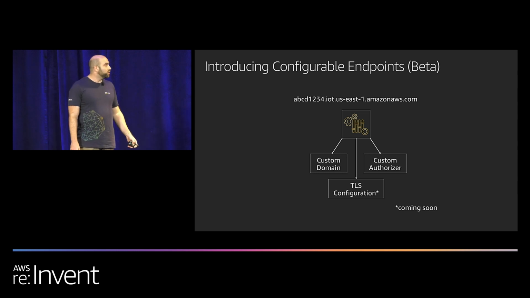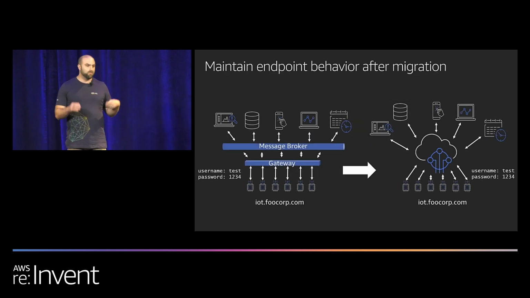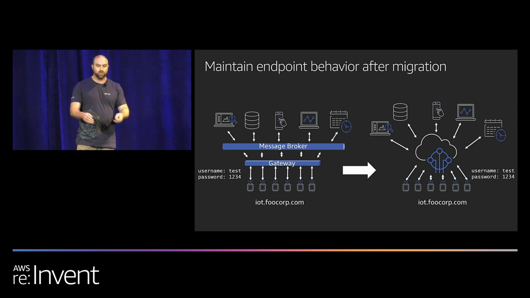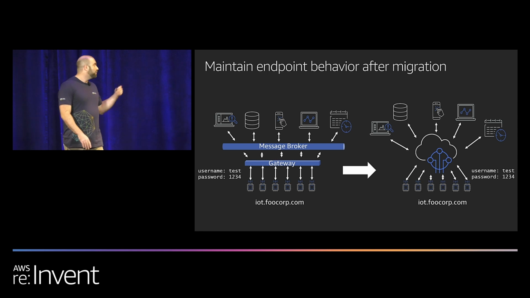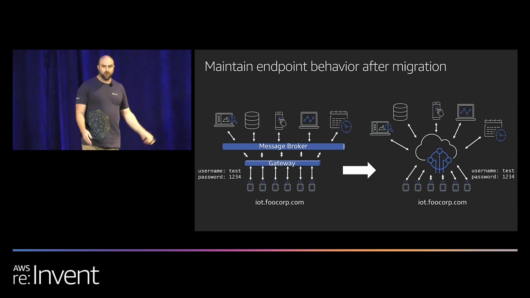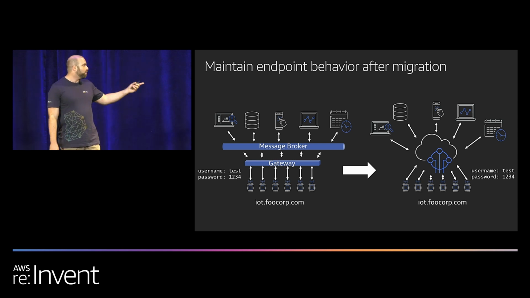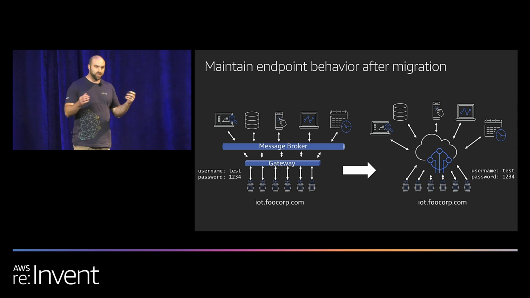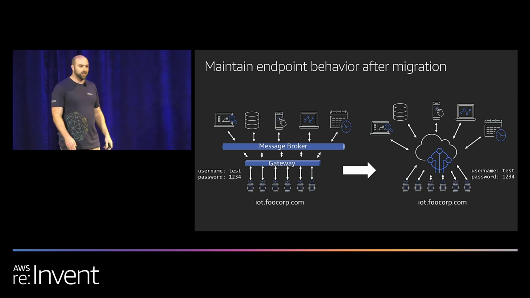What configurable endpoints really enables you to do is maintain this consistent interface for your devices as you transfer your infrastructure to IoT Core. So in this example, maybe devices were using MQTT username and password to connect, and they're connecting to the broker endpoint iot.foodcorp.com. After the migration, they can continue to use this same endpoint, same authorization and authentication scheme. Migration is totally transparent to devices, ideally requiring no device software updates.